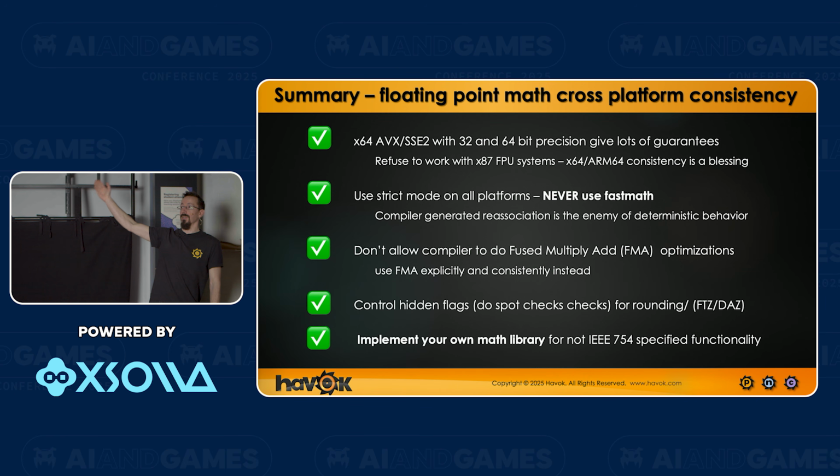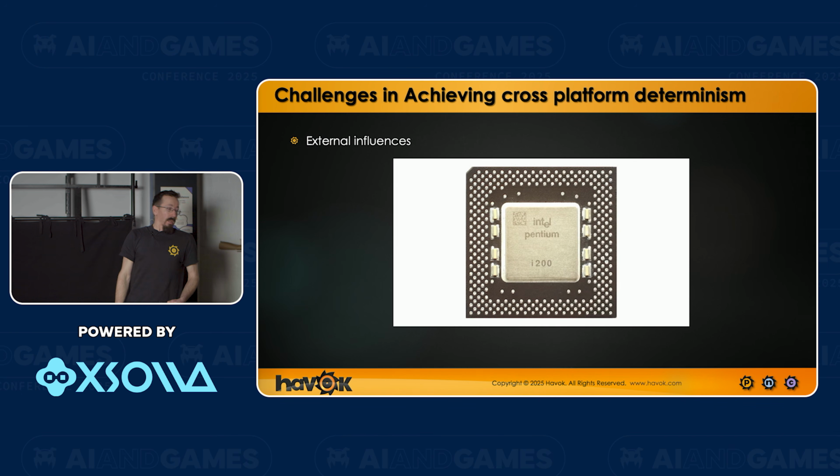Here is a list of stuff you need to do. It will all be in the slides. So again: no fast math, strict mode. Use x64 or similar, because they agree on all of the math and the precision. Don't allow your compiler to fudge with your things, so no automatic fused multiply add. Control all of the hidden flags, and, just a minor note, implement your own math library. IEEE over.